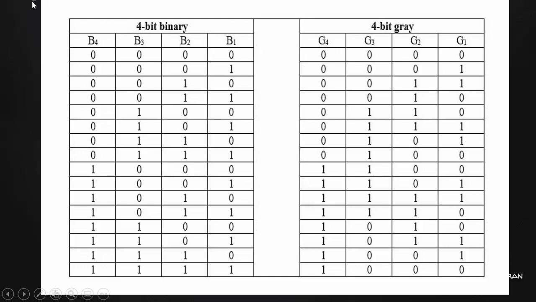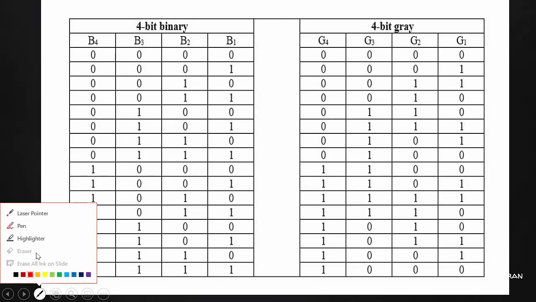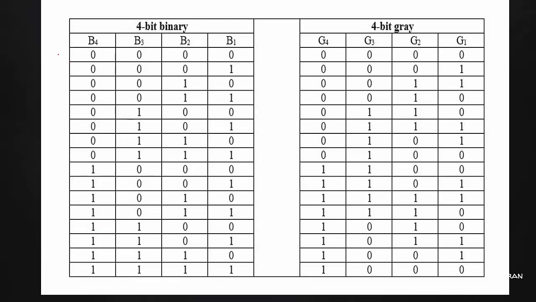This binary value is equivalent to decimal 0, and this is for 1, 2, 3, 4, 5, then 11, 12, 13, 14 and 15. And we are expecting the output as the gray code equivalent of each and every binary number.